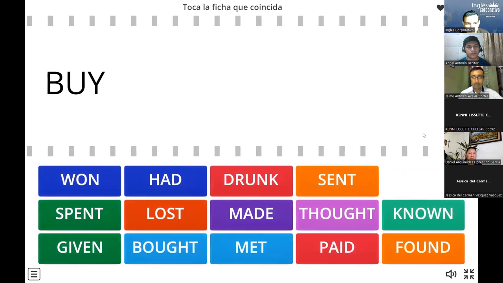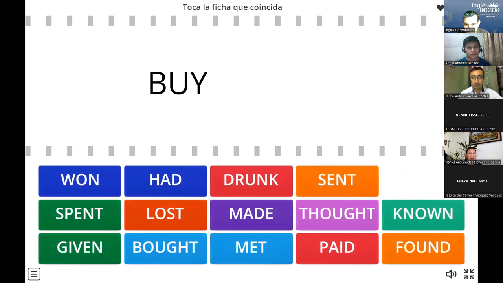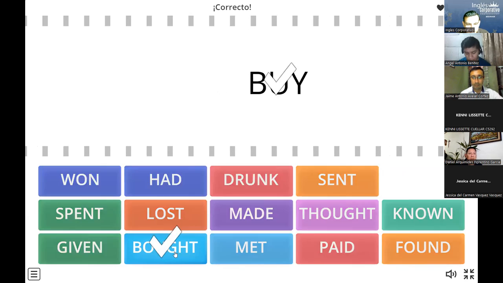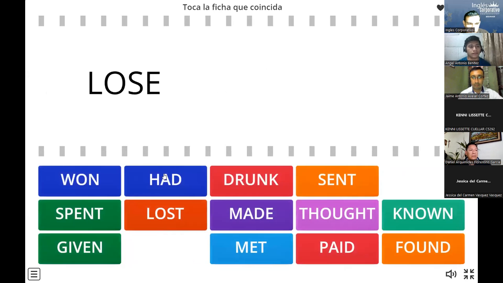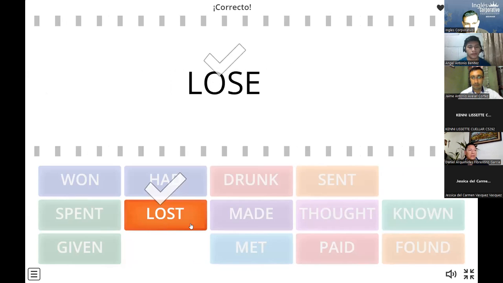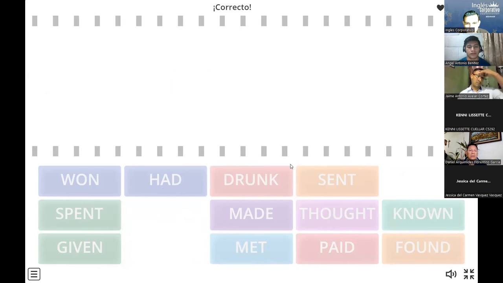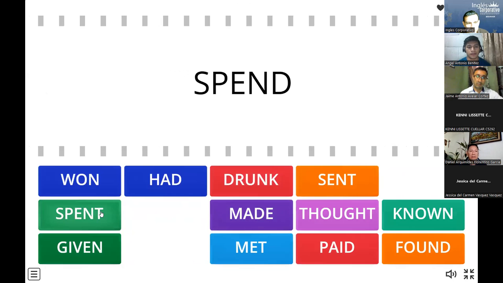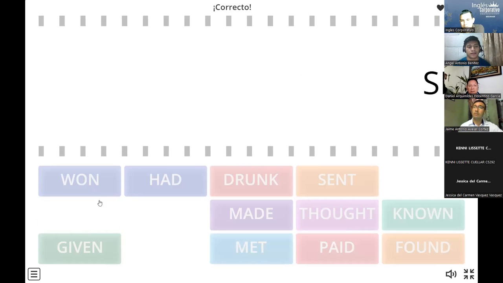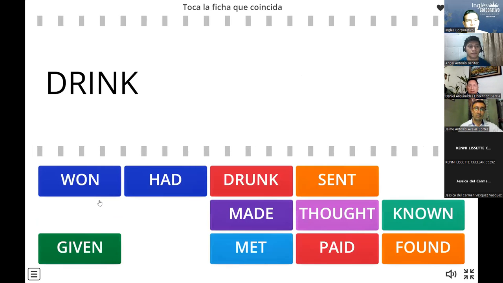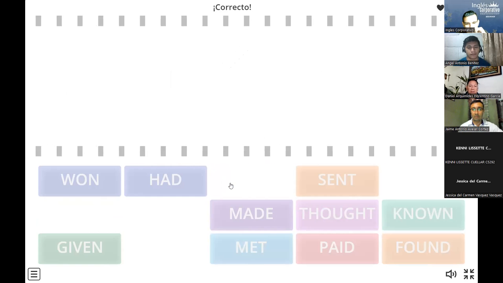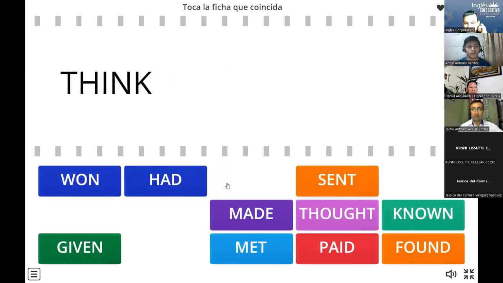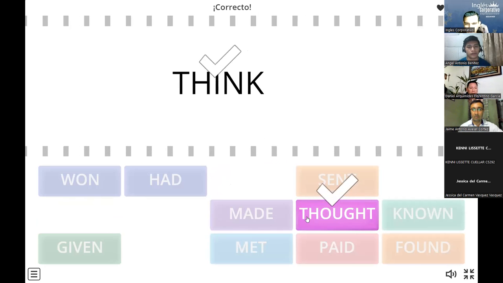Okay, let's see another. Buy. What is the past participle of buy? Bought, perfect. Past participle of lose. Lost. Excellent. Here we have another one. Spend. Spent. That is the past participle. Okay, here we have drink. Drunk. Excellent. How about think? Thought. Perfect.